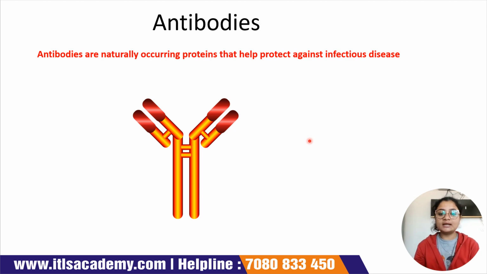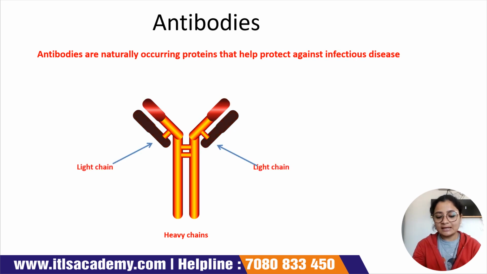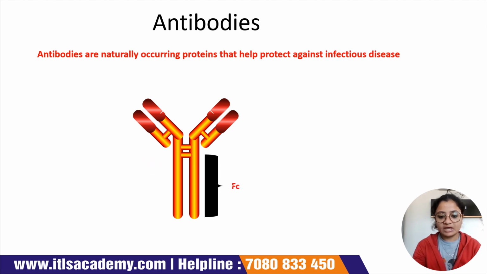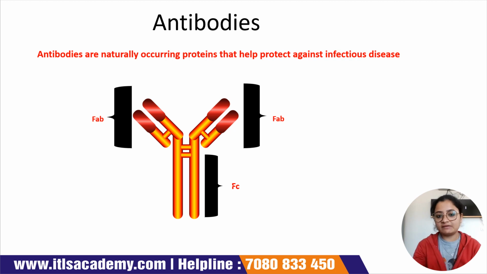But anyways, antibodies are naturally occurring proteins which help our body fight against infectious disease, and any antibody will be produced in the body only in response to an antigen, okay, not before that. So this is a typical structure of an antibody, a Y-shaped structure. These are the heavy chains, these are the light chains, we have the constant regions, we have the Fc regions, and we have the Fab regions.